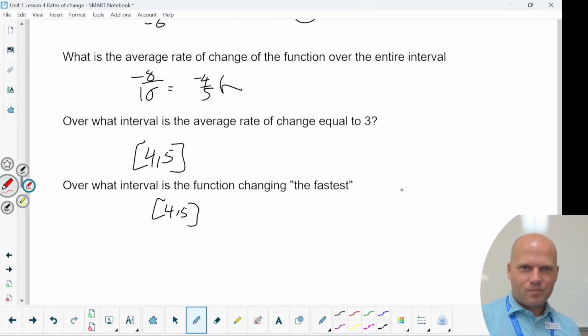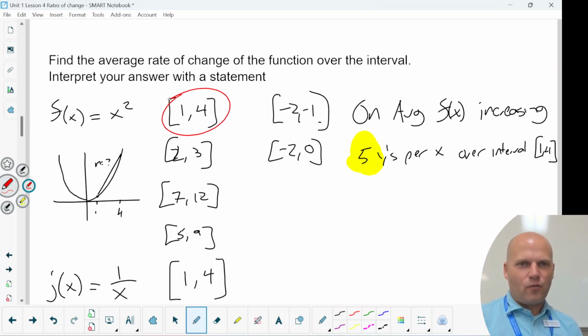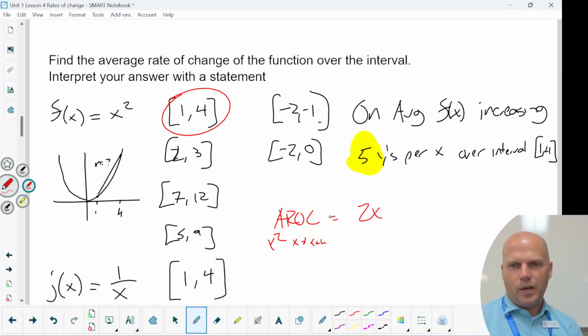Watch. Go back here. Let's go 1 to 4. And let's use our formula that the average rate of change of x squared from x to a point h distance away from x is 2x plus h. Well, let's say we're going from 1 to 4. I would say x is 1 and the distance is 3.